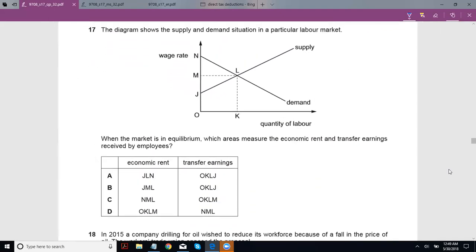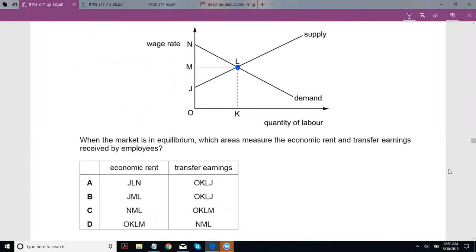Okay, so 17, you have demand and supply conditions in a particular labor market. The market is in equilibrium here, right? Because supply equals demand. Which areas measure the economic rent and transfer earnings received by employees? Your transfer earnings are the minimum amount that they need to pay the employees to keep them in the particular profession. So that is your reservation price or your supply price.